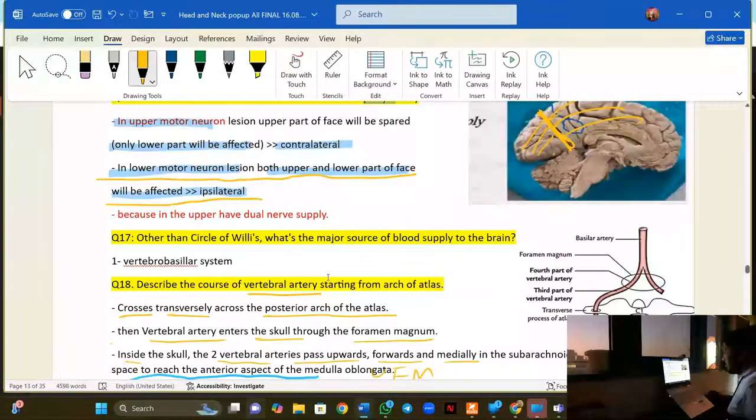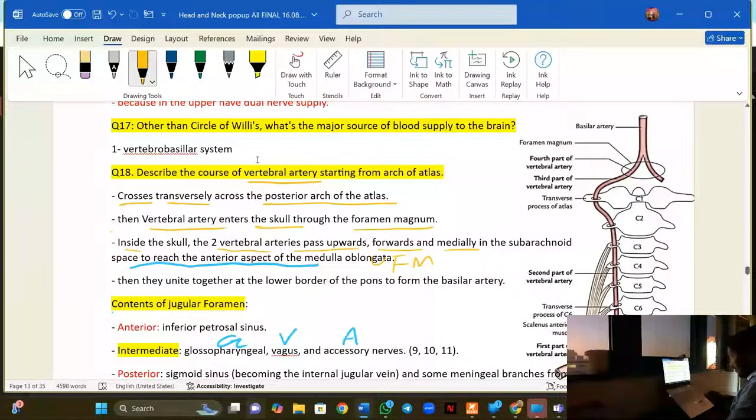Other than the circle of Willis, what other arteries? No, this is actually basilar. This is middle cerebral artery.